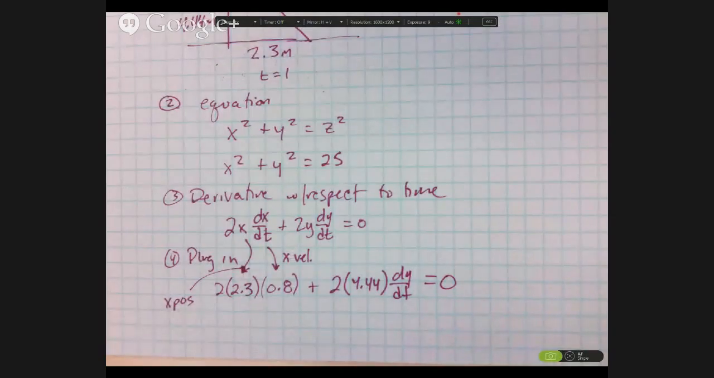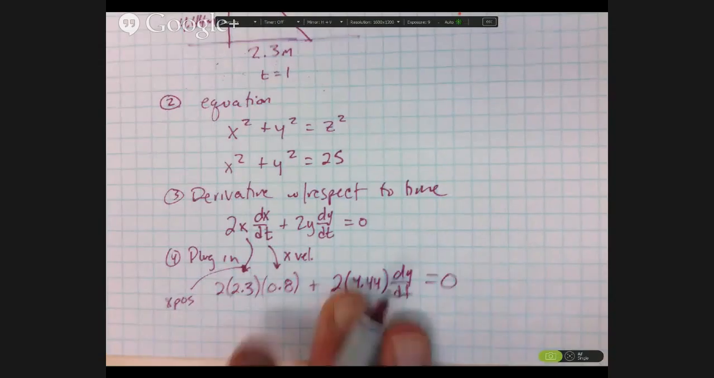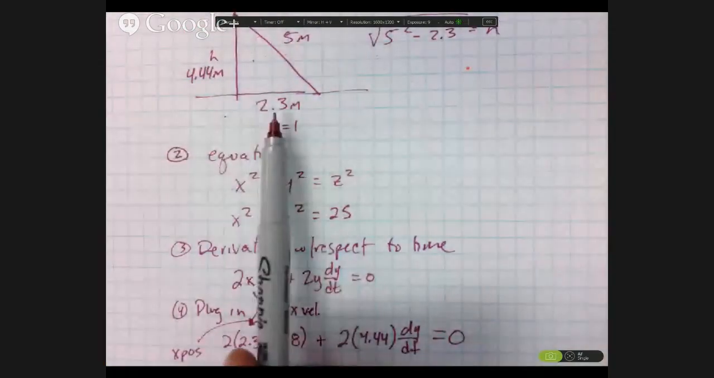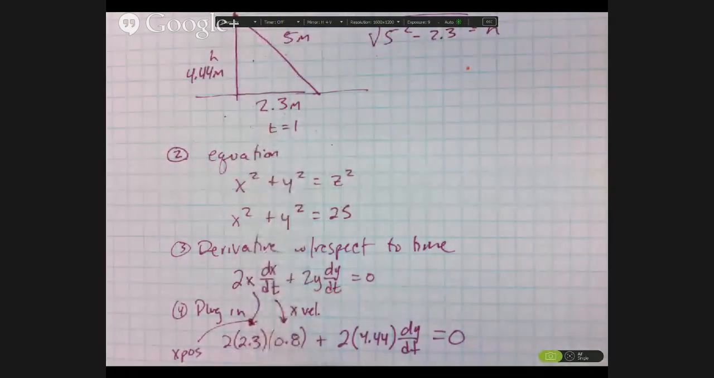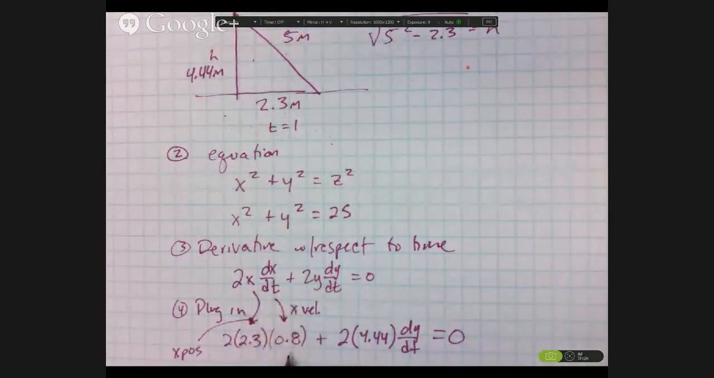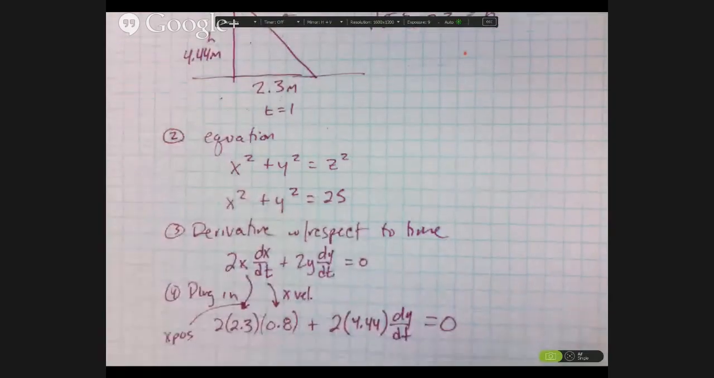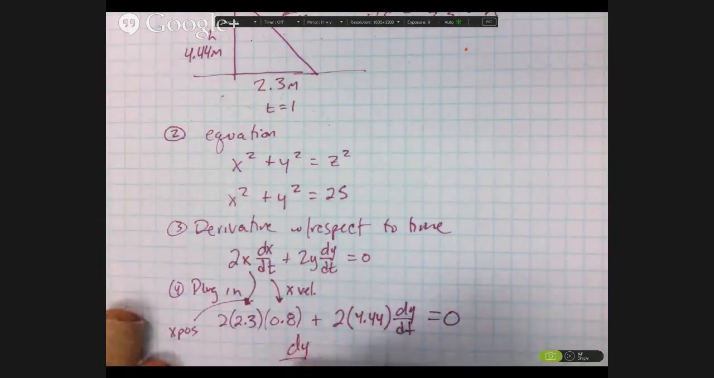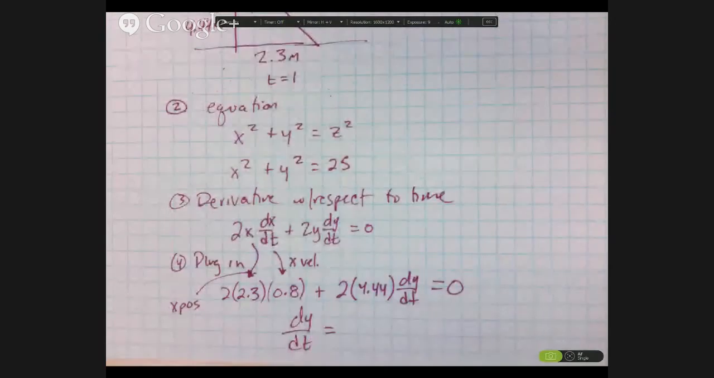Where did 0.8 come from? It is the velocity of the x-axis. Oh, the velocity that the x is changing. So we put that in for dx/dt. Now solve that equation. Hold on a second, what is x equal to, the distance from the house to the bottom of the ladder?